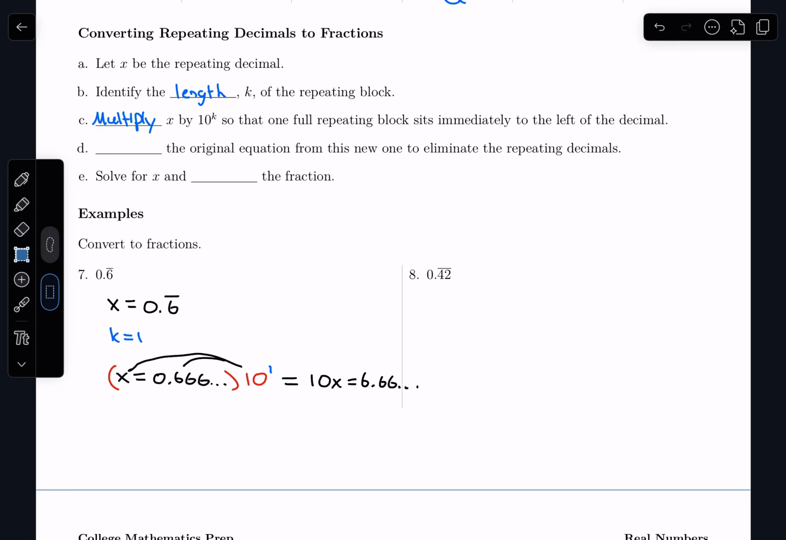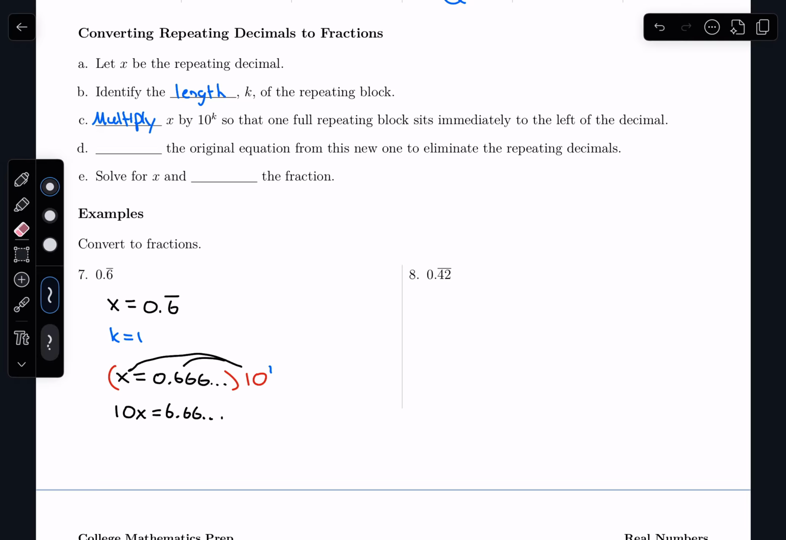And I'm going to go ahead and move this down to over here just because it's going to make our next step a little bit easier. Sorry about that, but just going to write it down below. So we now have 10x equals 6 point, and then those 6's just keep on going for forever. All right, so those are the first 3 steps.